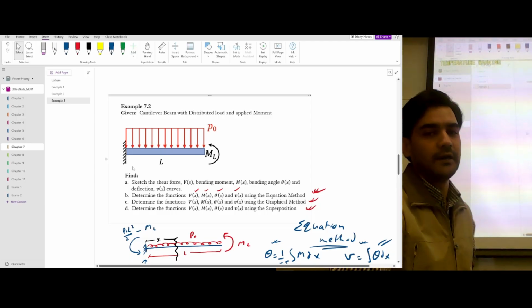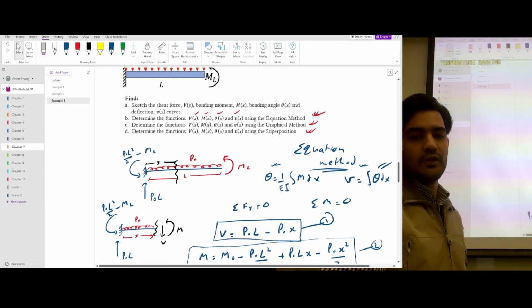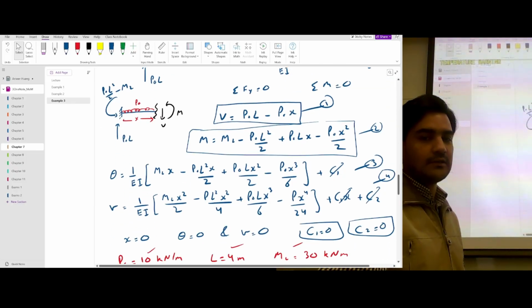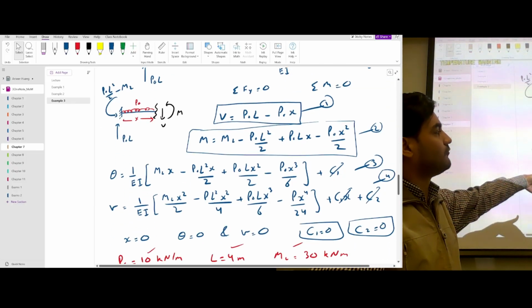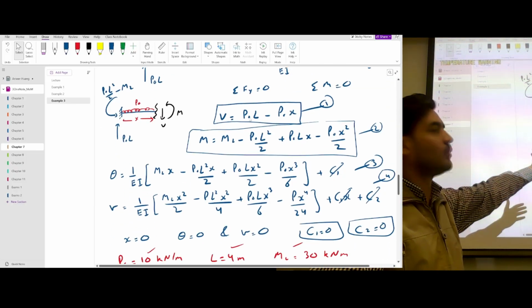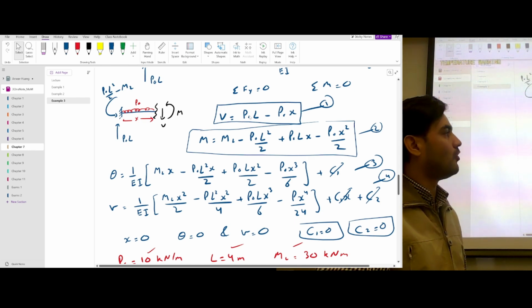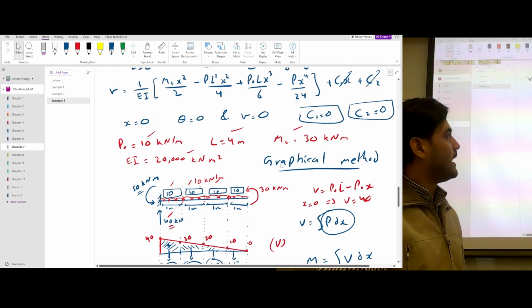This is our problem, right? Last time we used the equation method, and this is what we got. We got 4 equations, and we can use those 4 equations to draw all the diagrams we need. And this one is the graphical method, which we did last time.